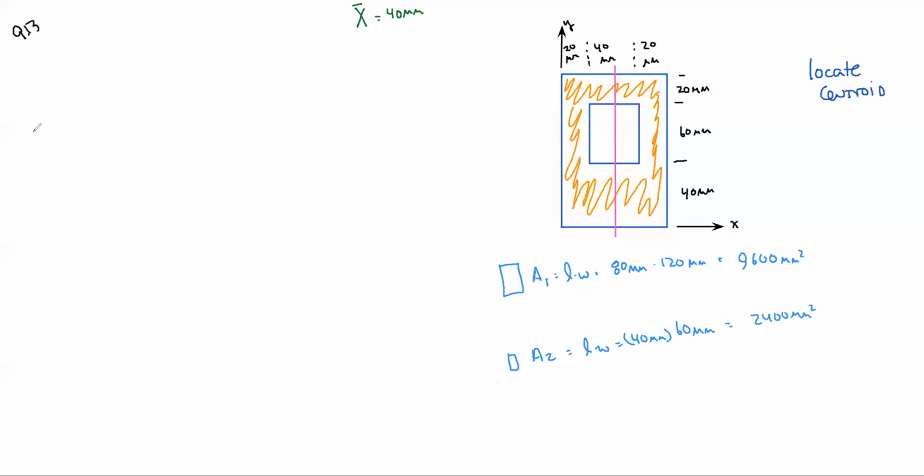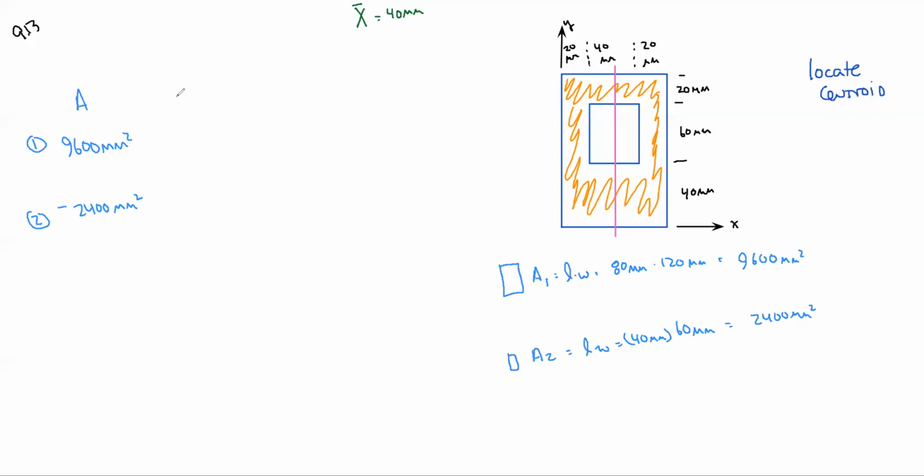All right, setting up the table. Shape 1 is going to be my large rectangle. Shape 2 is my small rectangle. The area for shape 1 was 9,600 square millimeters. Area of the small rectangle was 2,400 square millimeters. Now I'm subtracting that out. I have to cut that out of the figure, so I'll go ahead and make that a negative.